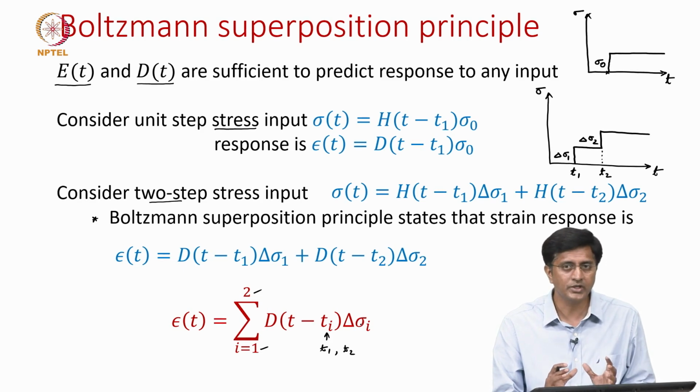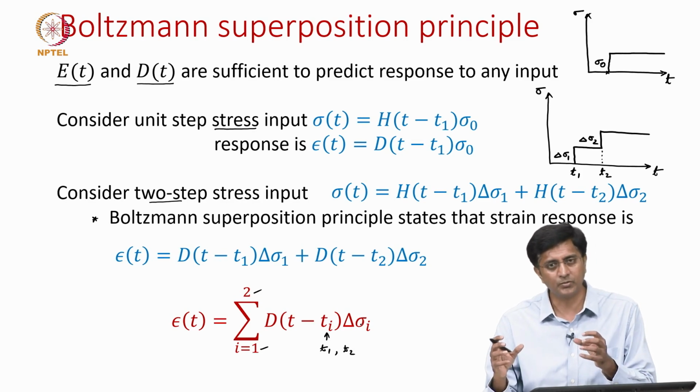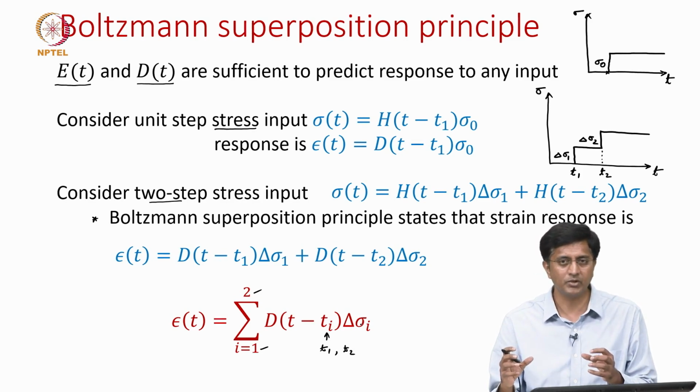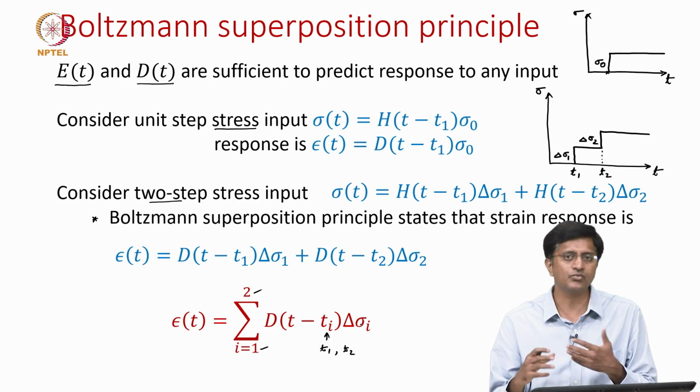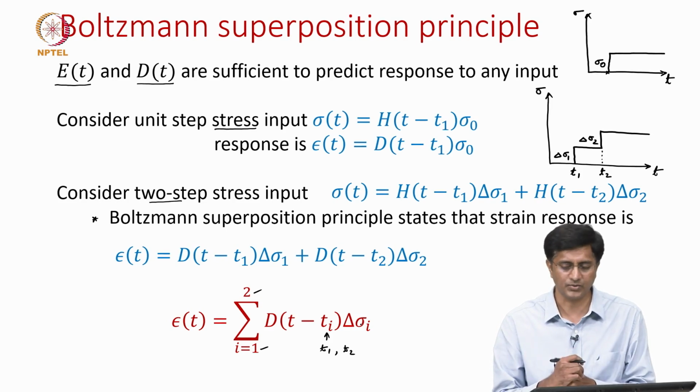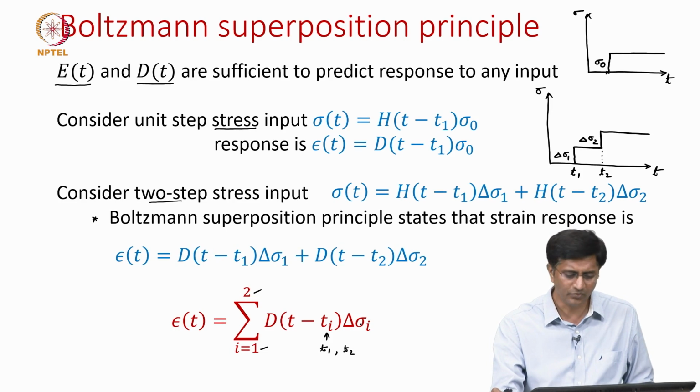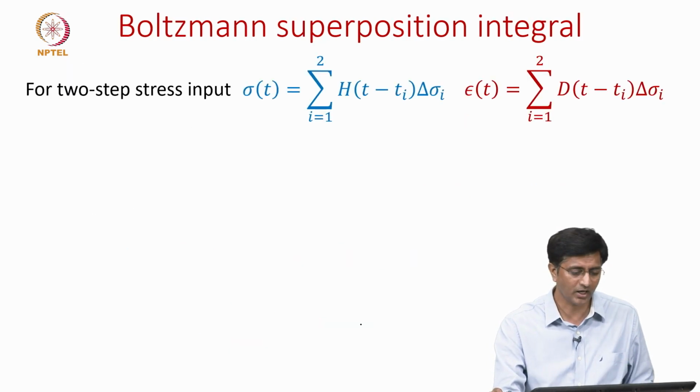So, what we have shown here is a formal definition of what the Boltzmann superposition principle means. It simply allows us to take the response from two individual step inputs and add them together to find the overall response. But we can generalize this for an arbitrary input.